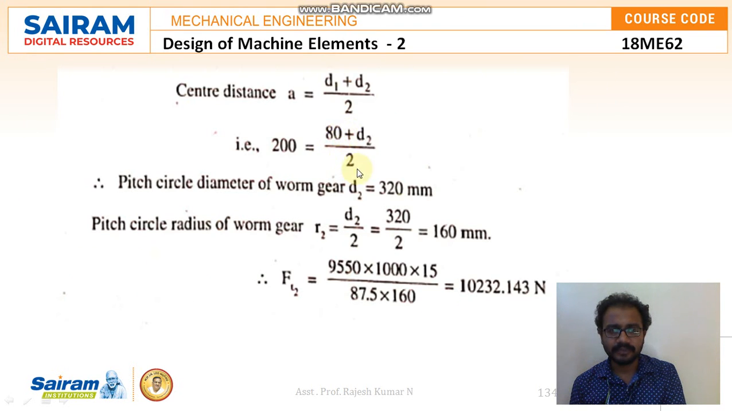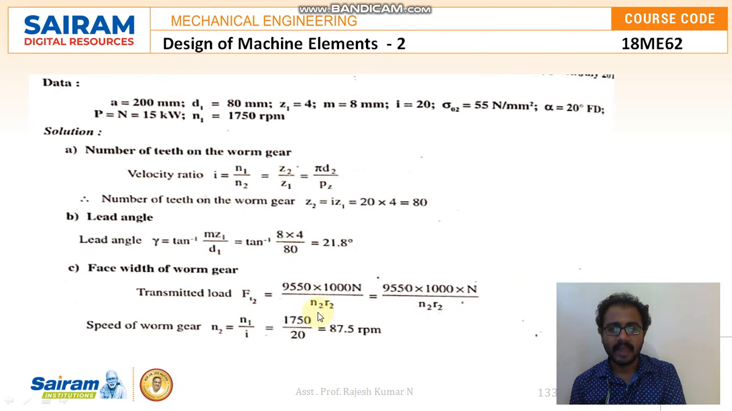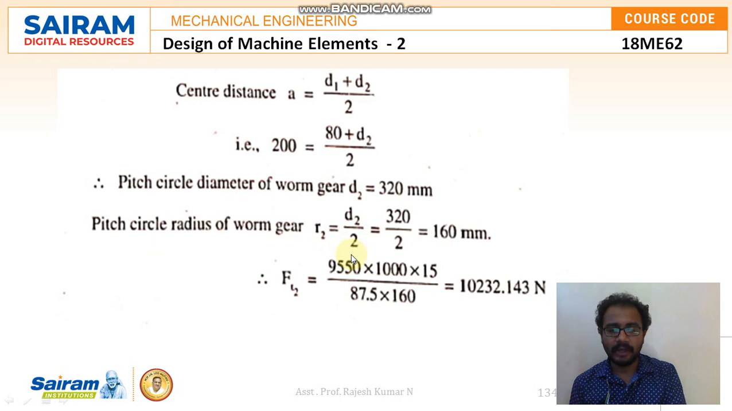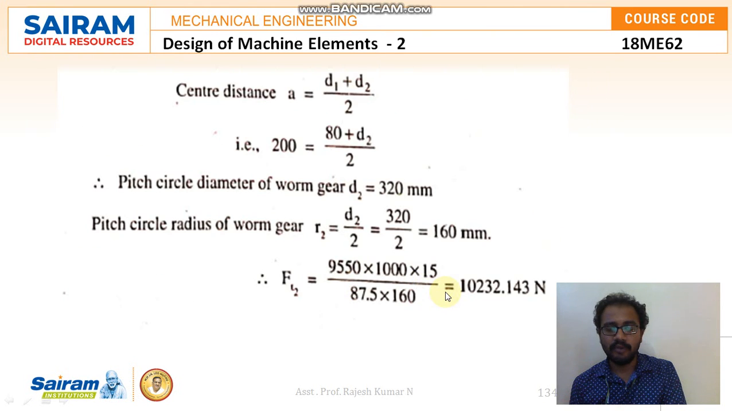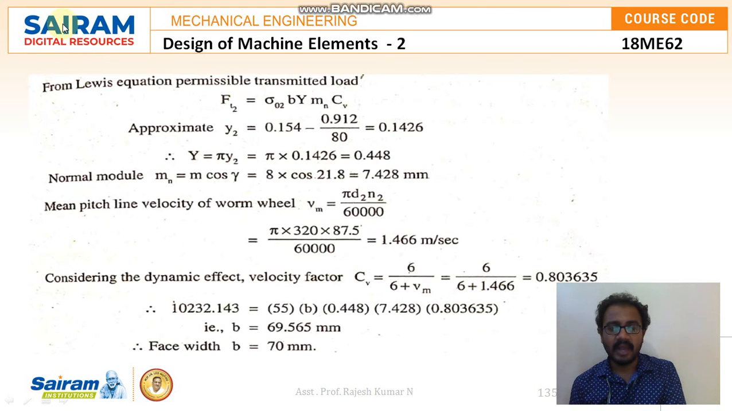By substituting in that, I can find N1, and in turn I need to find D2 with the help of the center distance formula, that is A is equal to D1 plus D2 by 2. Since D1 and A are known, I am getting D2 as 320. R2 value is D2 by 2, because this formula demands N2 R2. So 320 divided by 2 is 160. While substituting all the values, that is the capital N value, 15 kilowatts, the small n2 value and R2 value, we can find the FT2 value as 10232.143 Newton.